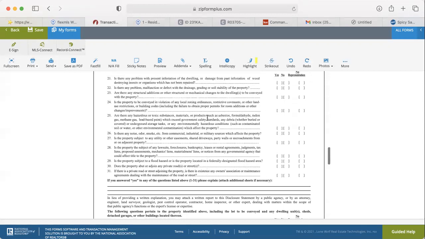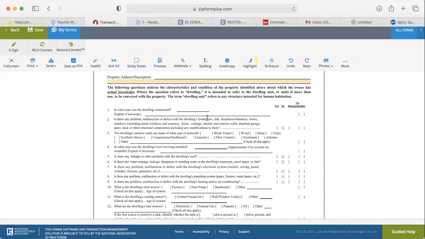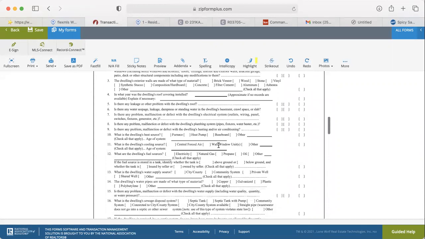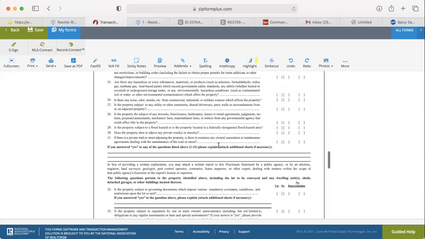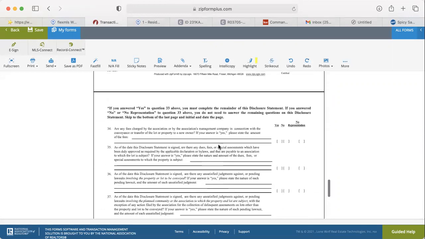So again, if there's any blanks left on here and you're representing a buyer and it comes in, there's no reason you can't send it back to that listing agent and tell them you want it completed before the buyer submits their offer.